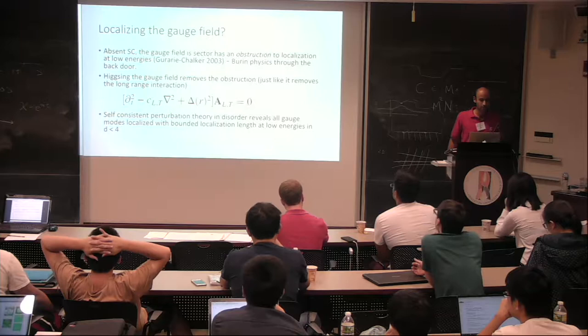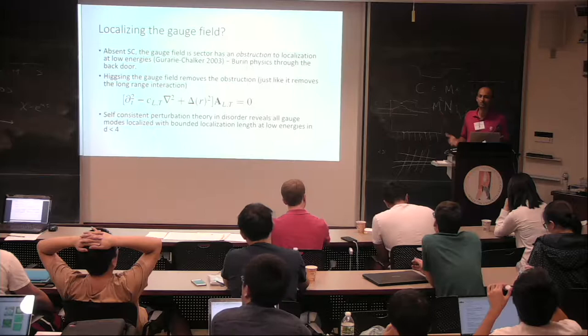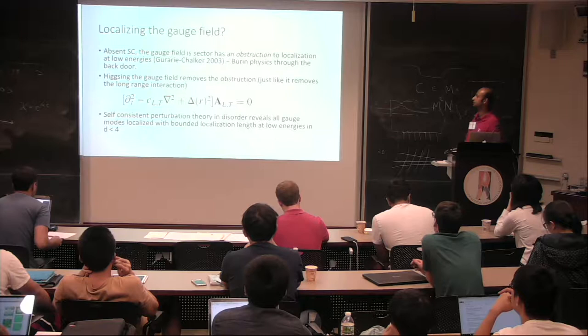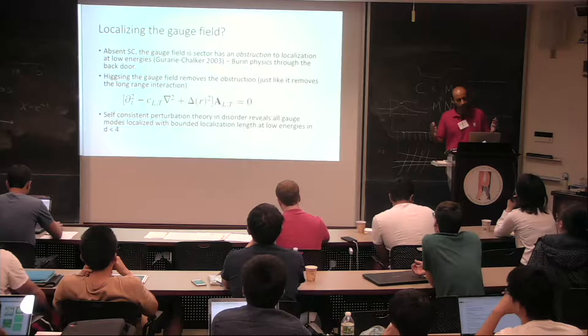But when you Higgs the gauge field, and as Anderson realized, a superconductor is a Higgs phase of matter, it removes the obstruction to localizing the gauge field, just like it removes the long-range interaction. And now you can do self-consistent perturbation theory in disorder, and you discover that all the gauge modes are localized with bounded localization length in all dimensions less than 4.